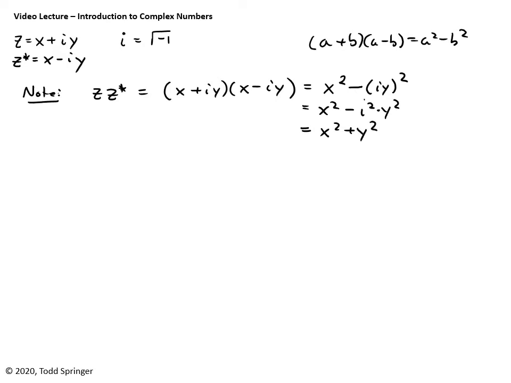Notice that this is a real number. X and y are real numbers, right? And so the i's have gone away. So if I ever need to get a real number from a complex number z, if I multiply by the complex conjugate, I get a real number, and it's equal to x squared plus y squared. So this can be useful, and I'll show you how. We're going to do an example here.